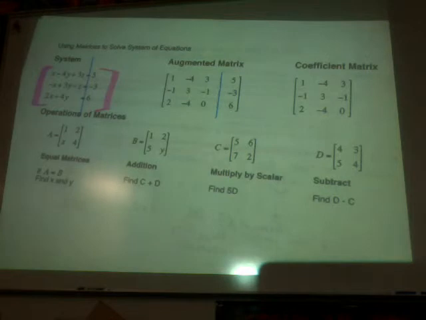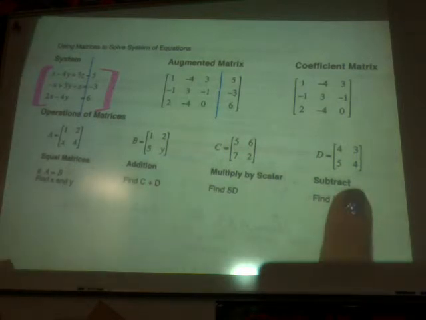Then we're going to look at mainly operations. Addition, subtraction, and scalar multiplication are really simple with matrices. And you might have done those in Algebra 1 and 2 or in 8th grade math. You definitely did it last year in Algebra 3, 4. So I've got 4 different matrices. They're all 2 by 2s, right?